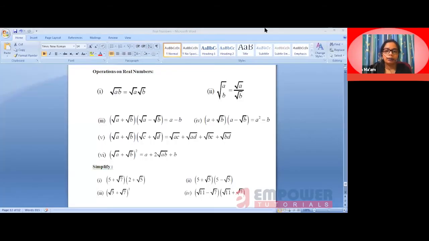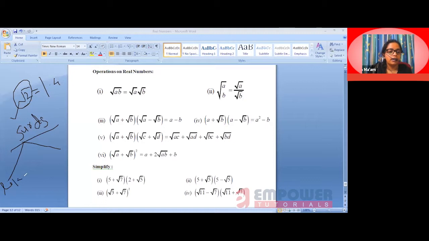So suppose this is my number. The square root of 2 in decimal form will be 1.41 something, right? But this form of irrational number you call surds. Okay. Now there are two types of surds. One is like surds and the other is unlike surds.